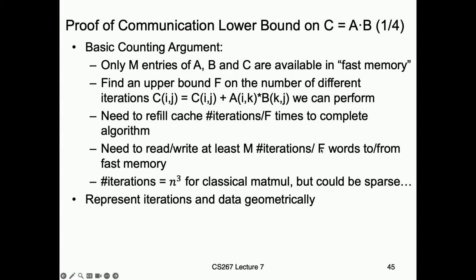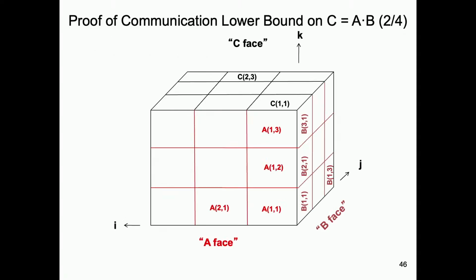And so what I'm going to do, unlike Hong and Kung, is use a geometrical argument that's going to generalize to sort of arbitrary algorithms. So I'm going to represent my algorithm geometrically as a three-dimensional cube. So this is an n by n by n cube, and there are three indices, i, j, and k, corresponding to the three loop indices. And so this face is indexed by i and k, and those are the subscripts of A. So each one of the squares in this face represents an entry of A. So that's A11, A21, and so forth. That's the B face, and that's the C face.